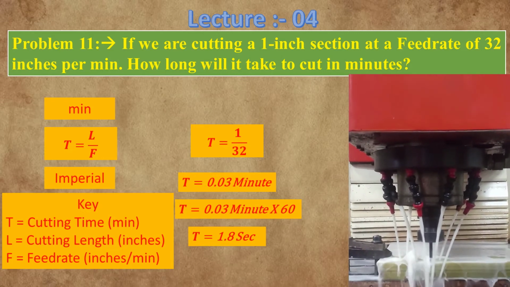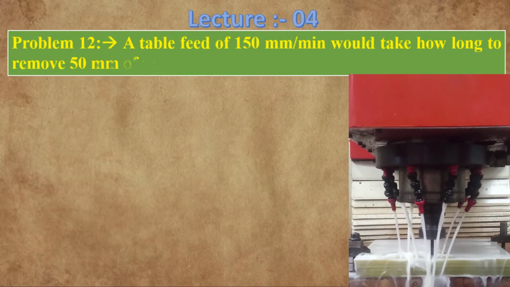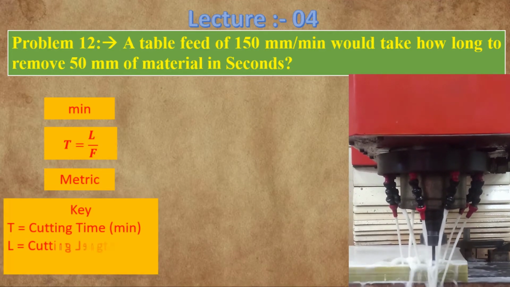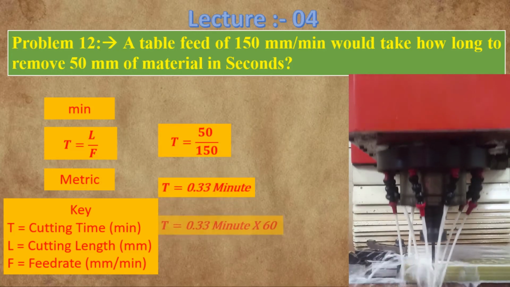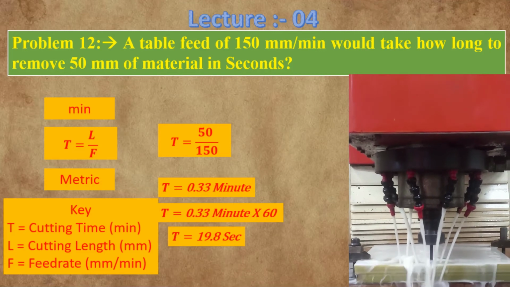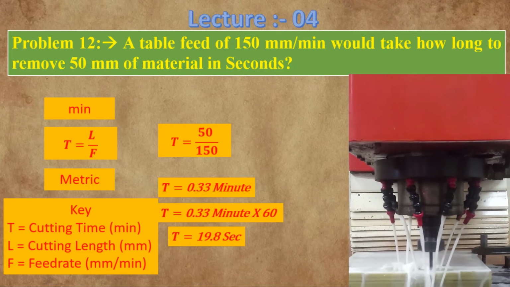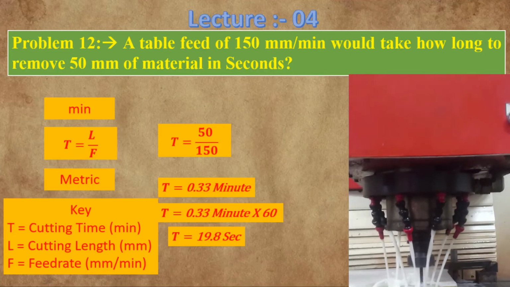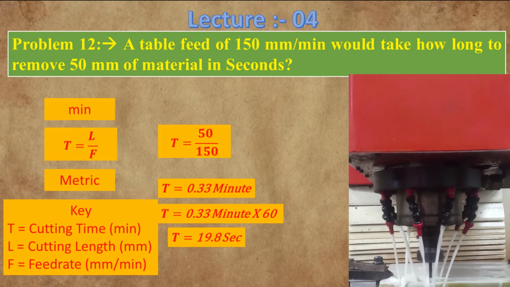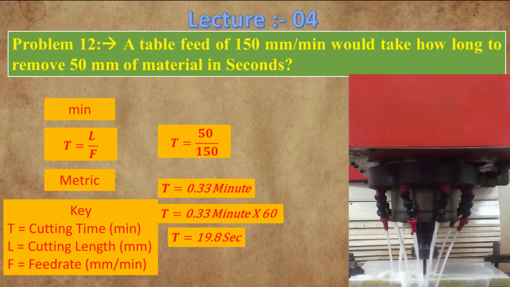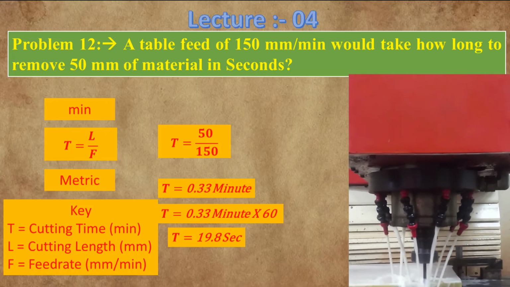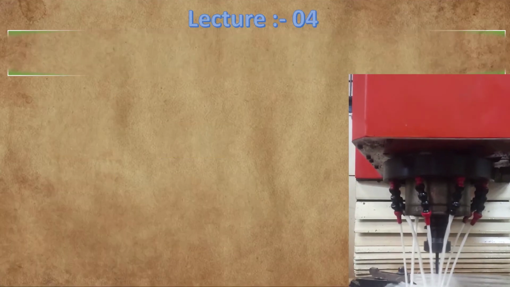So now another problem, back to our metric example. This time a table feed of 150 millimeters per minute would take how long to remove 50 millimeters of material, in seconds? So let us take our cut length of 50 millimeters and we are going to give it a feed rate of 150, and this is in millimeters per minute. So we just have 50 divided by 150, and that will give us a result of 0.33 of a minute. So we would times that by 60 to convert that into seconds. 0.33 times 60 would equal 19.8 seconds. So that is how long it would take us to cut 50 millimeters at a feed rate of 150 millimeters per minute. So let us take a look at one last example.